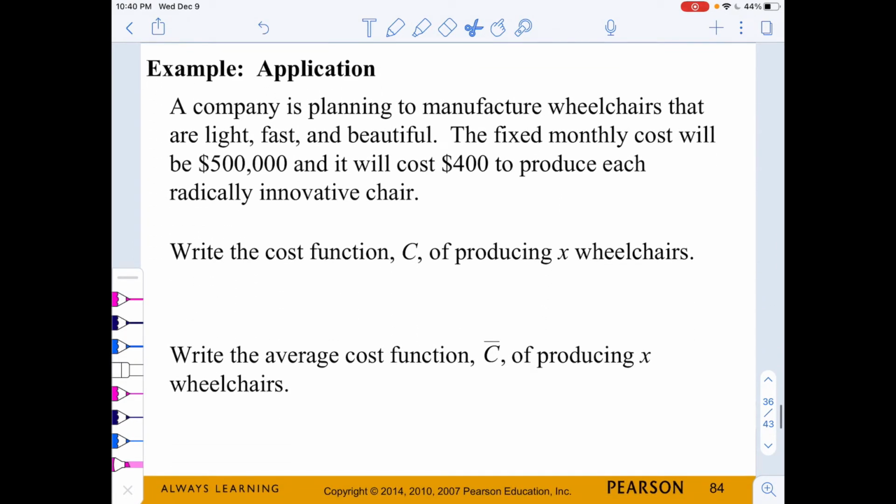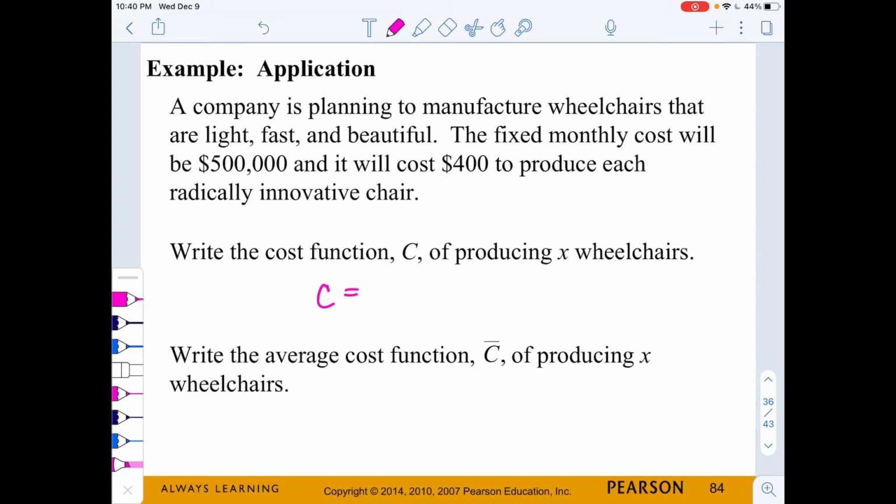So let's take a look at one more example, an application problem. It says that a company is planning to manufacture wheelchairs that are light, fast, and beautiful. The fixed monthly cost will be $500,000, and it will cost $400 to produce each radically innovative chair. Not just a regular wheelchair, but a radically innovative chair. So it tells us for the first part to write the cost function C of producing x wheelchairs.